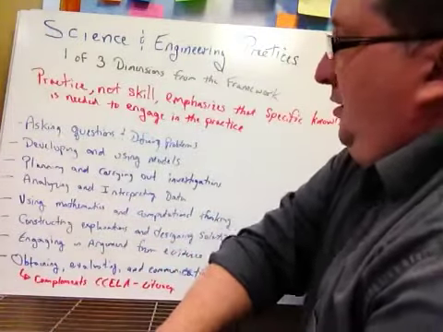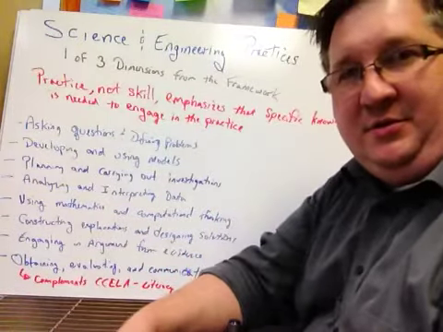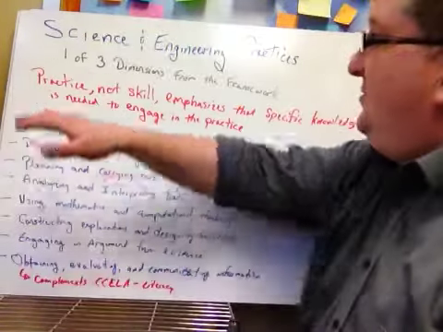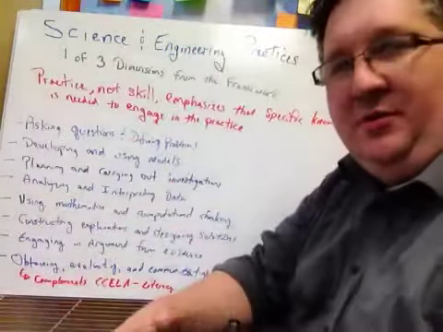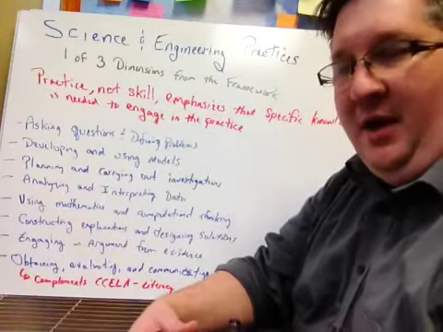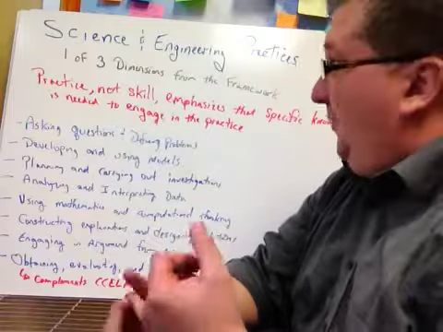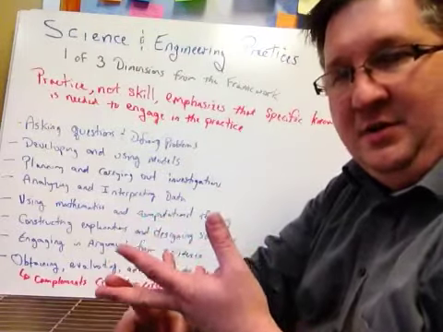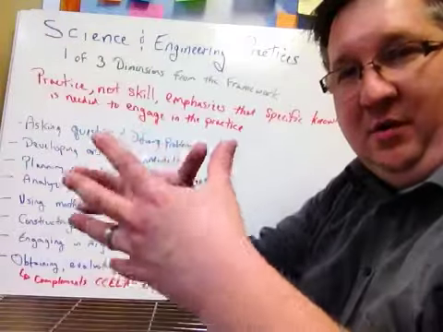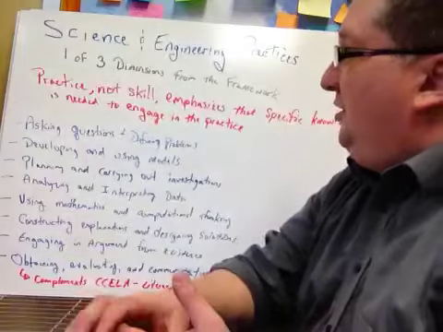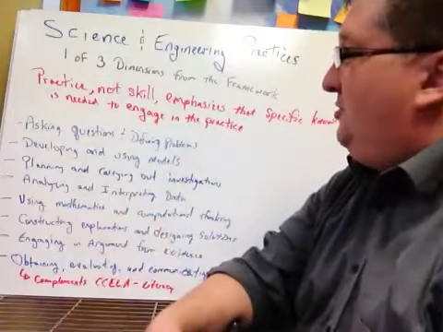So the first set of terms that we want to focus on is the idea of science and engineering practices. The framework document that was created in this process identified three dimensions: science and engineering practices, cross-cutting concepts, and disciplinary core ideas. Those three dimensions need to be woven together into standards. Science and engineering practices are one of those three dimensions.